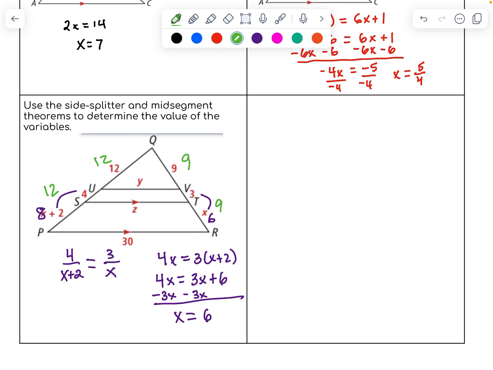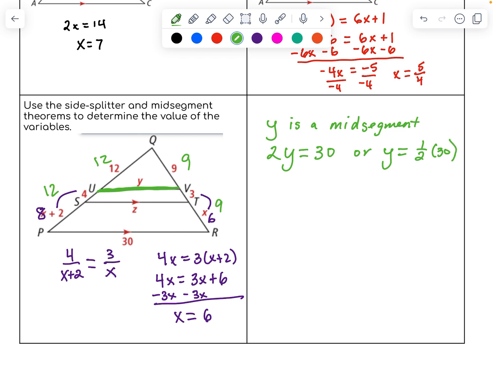That means y is a mid-segment. So I'm going to come over here. If y is a mid-segment, then y equals half. Let's do this. Then 2y equals 30, or y equals half of 30, depending on how you like to look at it. Either way, y is equal to 15 right here.